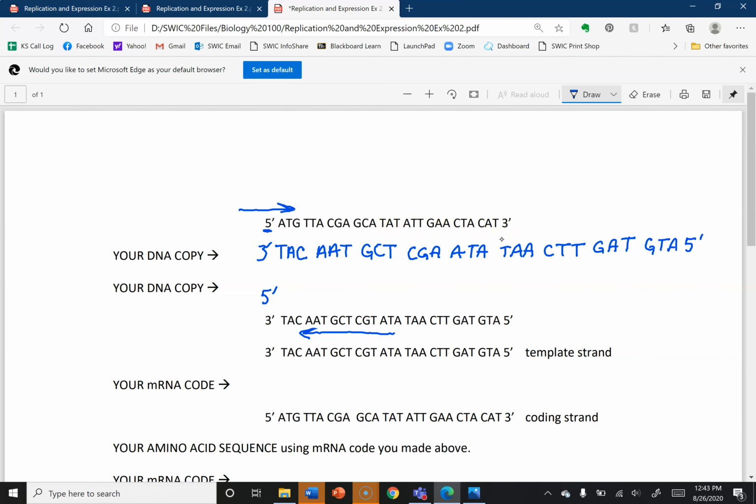So now on the other strand, let's make the complement. A, T, G, T, T, A, C, G, A, G, C, A, T, A, T, A, T, T, G, A, C, T, A, C, A, T, and then this end is 5' on the parent, so the daughter strand is going to be 3'.